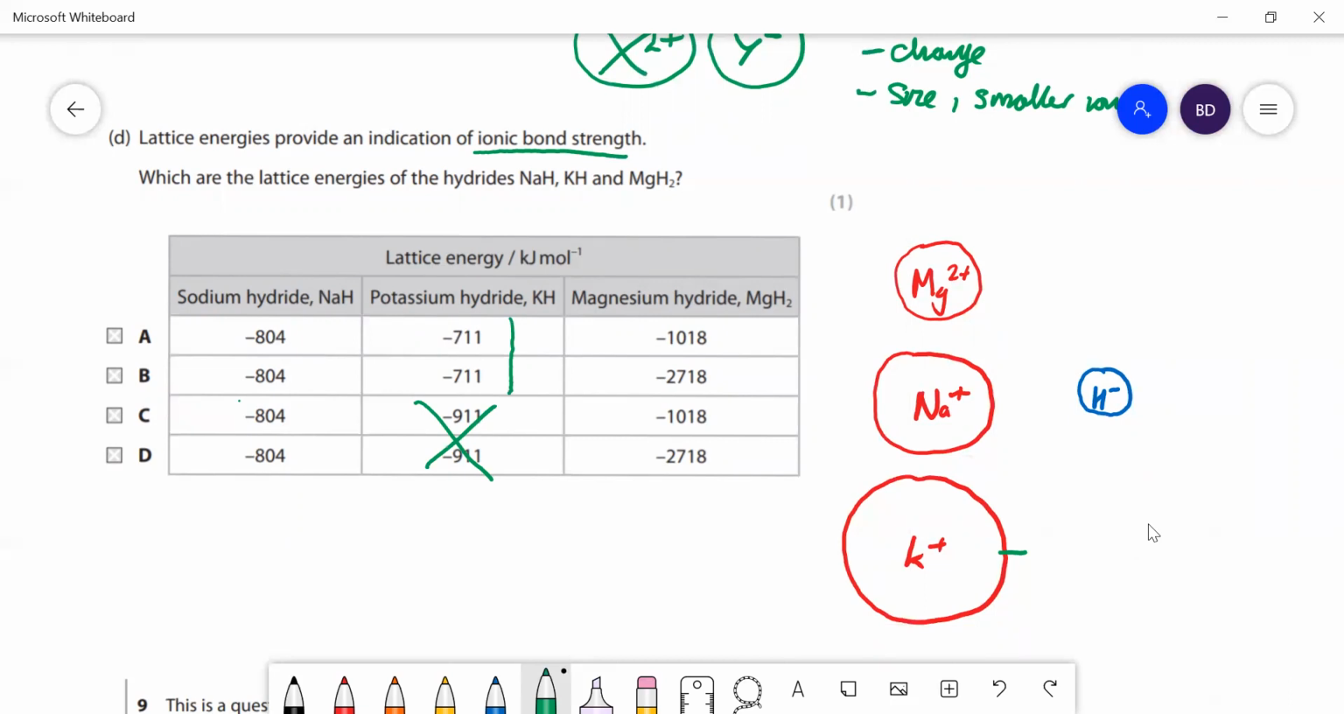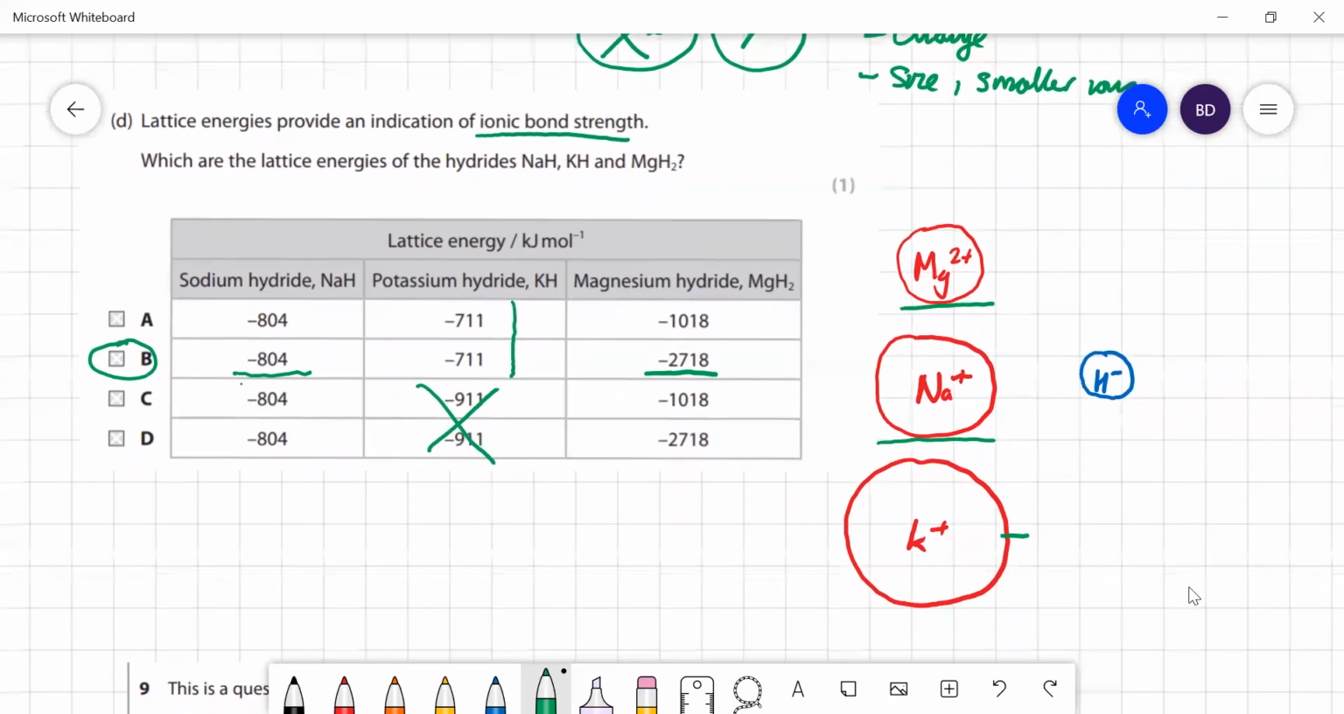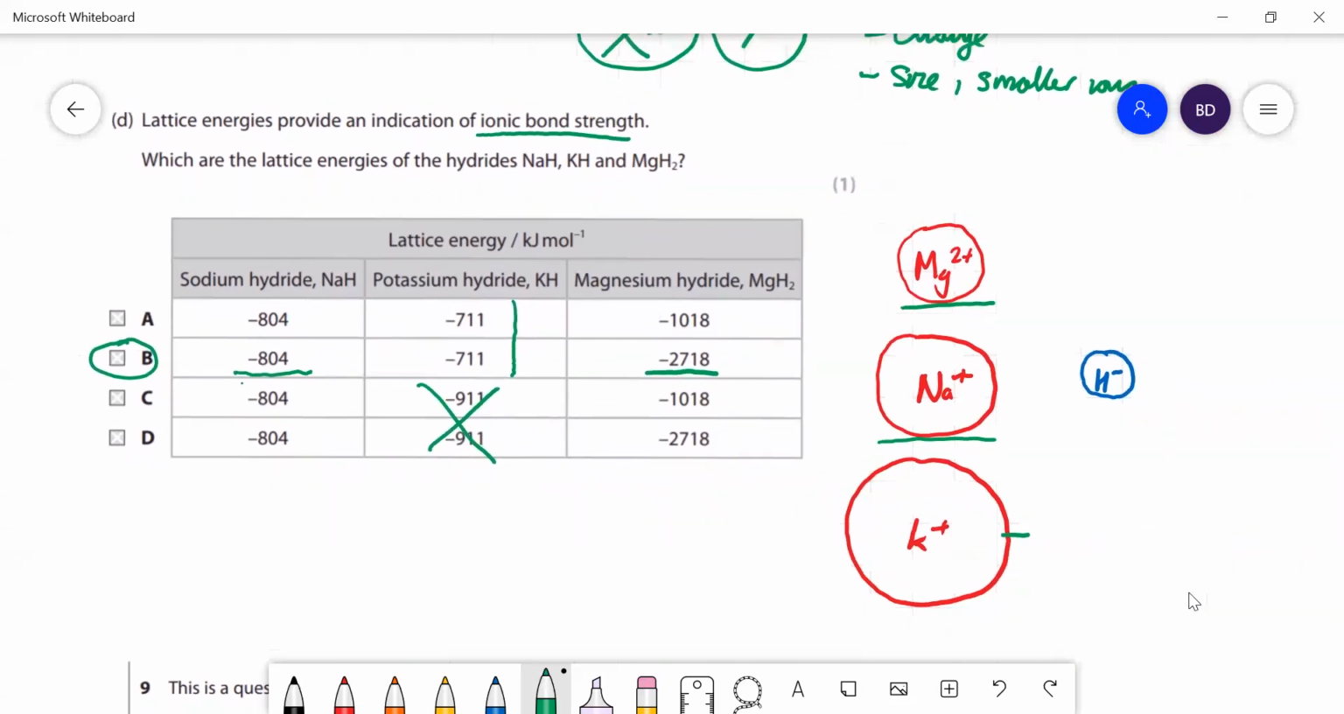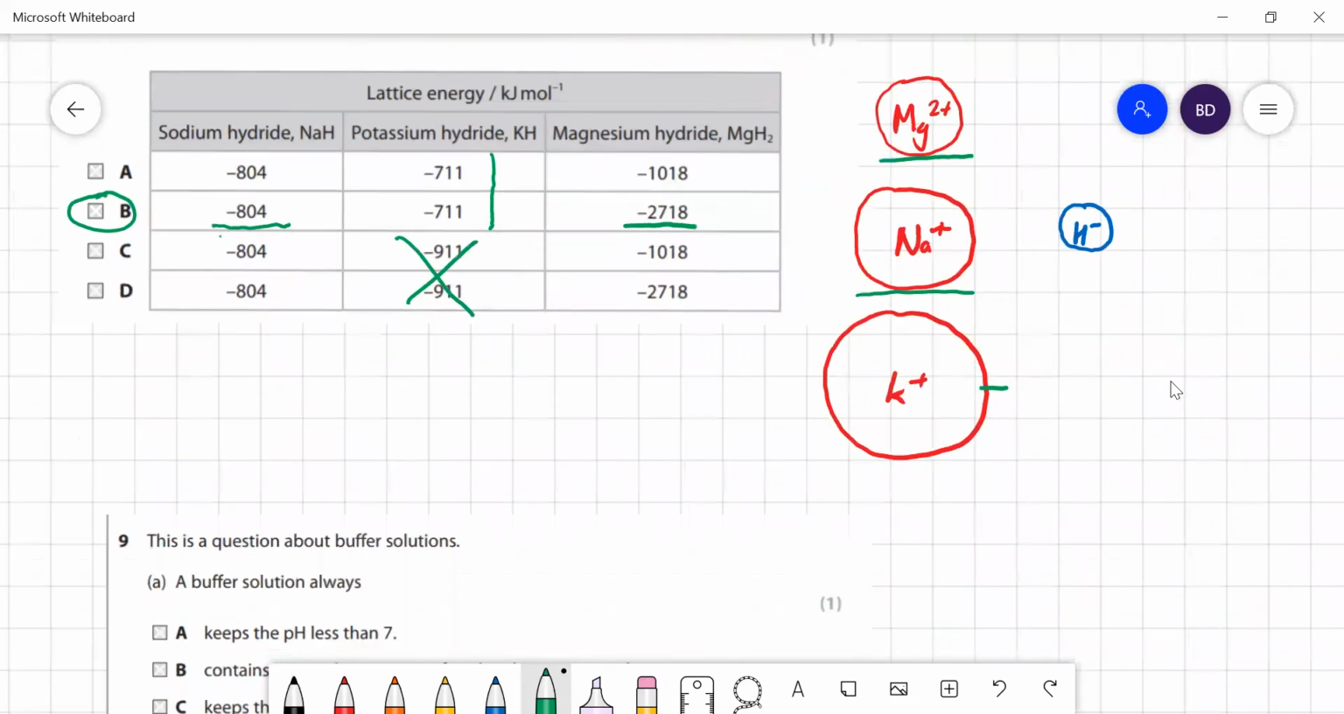Then we have to think about magnesium hydride. Now, magnesium hydride would have a higher lattice enthalpy than sodium hydride, because look, magnesium is a 2 plus ion and sodium is only a 1 plus, so it's going to be way bigger. Also, magnesium is also smaller. That will also make it bigger. So the only possible one would be that then. So B is the answer there. So it's all about the attraction between the ions. As I say, the more highly charged they are, the bigger the attraction, and the closer they can get together, in other words, the smaller they are. Okay.